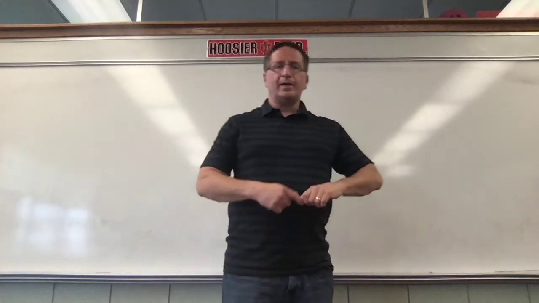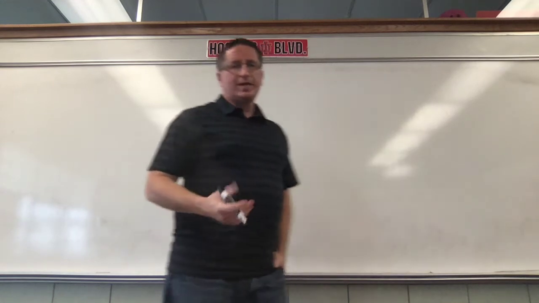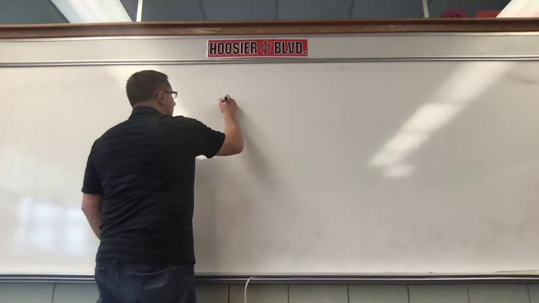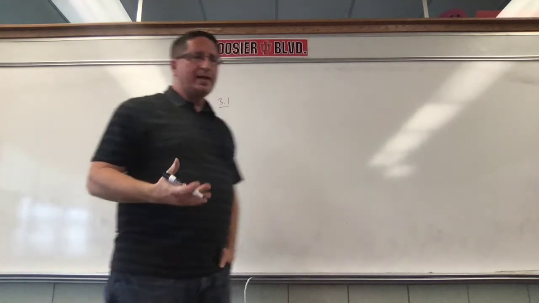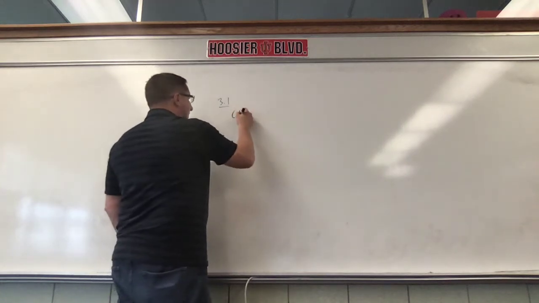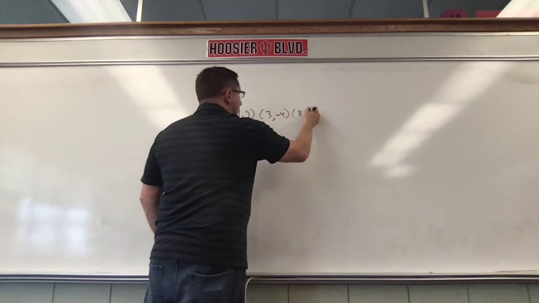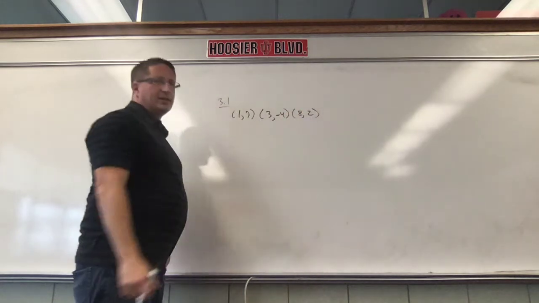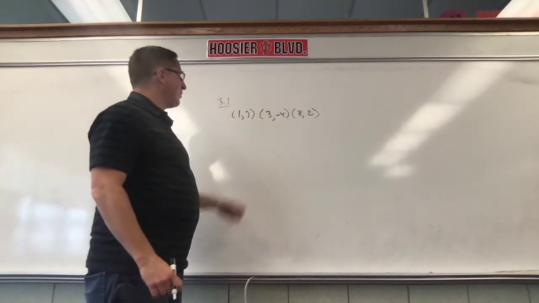So anyhow, Section 3.1, just a couple of notes real quick. We're talking about functions, okay? Section 3.1 deals with functions. Now, before we talk about what a function is, we need to talk about what a relation is. A relation in algebra is when you just have ordered pairs. For example, if I had (1, 7), (3, -4), (8, 2). That's a relation. You know, x, y, x, y, x, y. 8 is paired with 2, 3 is paired up with -4, 1 is paired up with 7.